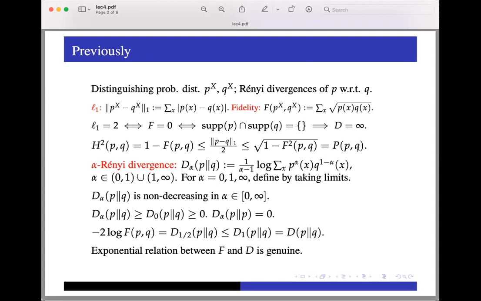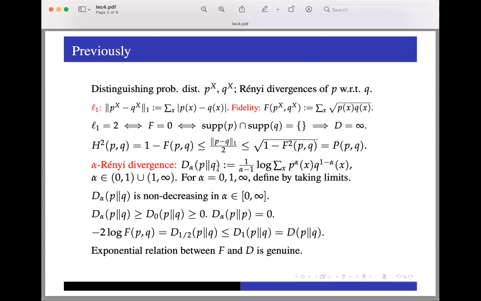Another was the purified distance, which is defined like this. And there was a relation that we proved between the L1 distance and the fidelity. So in short, the L1 distance is polynomially related to the fidelity, both lower and upper bound, as you can see. We also argued that the maximum L1 distance is 2, which happens if and only if the fidelity is 0, which happens if and only if the supports of P and Q are disjoint. Now recall that if the support of P is not contained in the support of Q, the relative entropy D is infinite. So in particular, if the supports are disjoint, then the relative entropy of P with respect to Q is infinite.